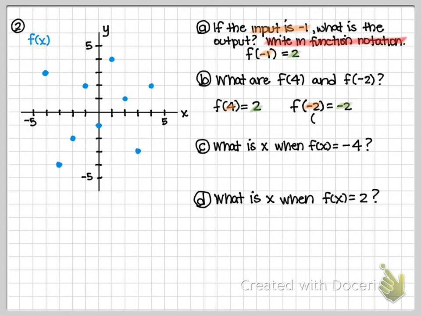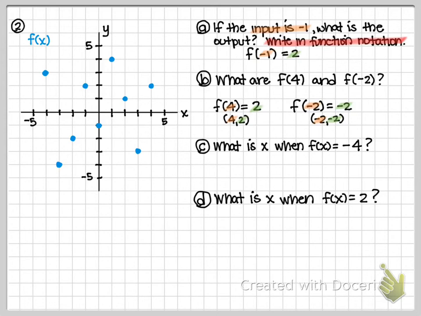Another way to look at this is that it's basically saying that -2, -2 is a point on the graph. It's one of the blue dots, which it is. Likewise, this is saying that 4, 2 is one of the blue dots, which it is.